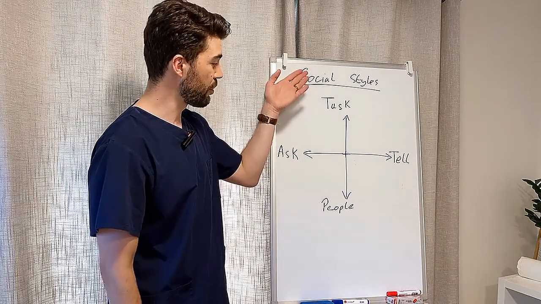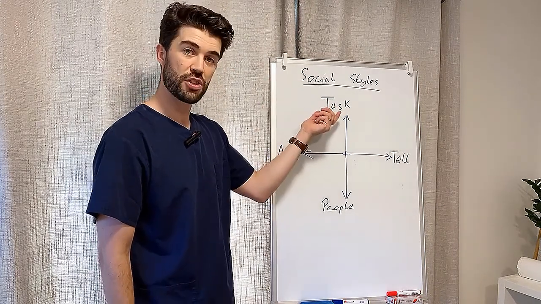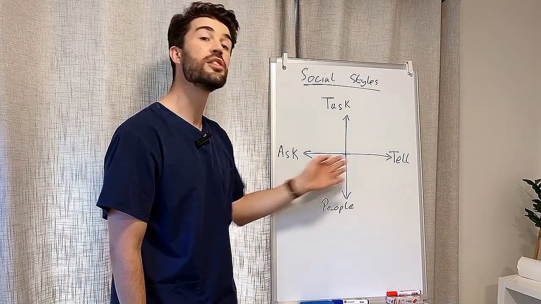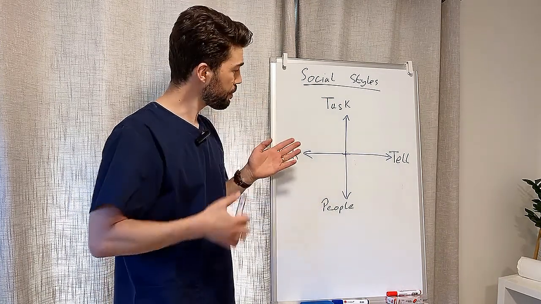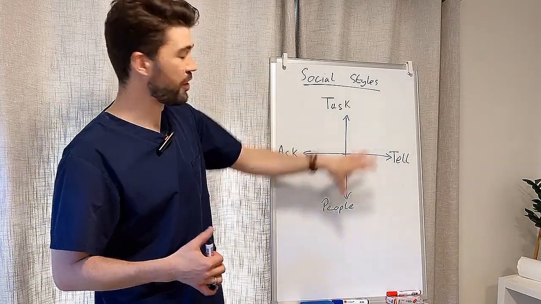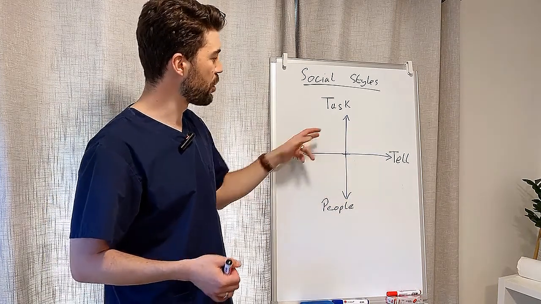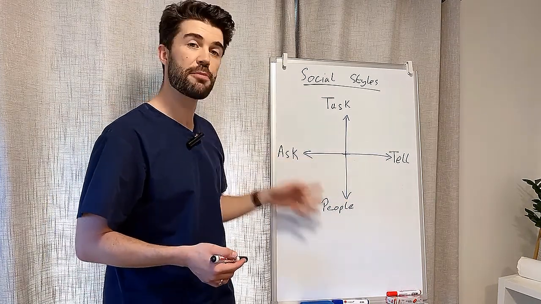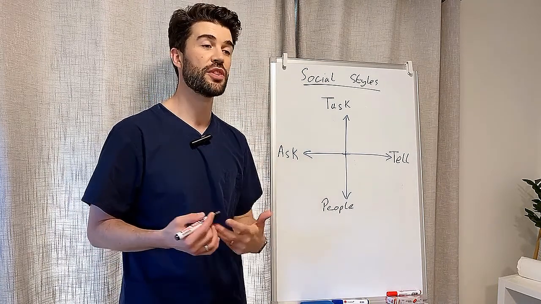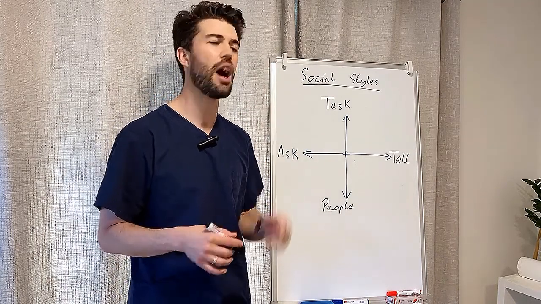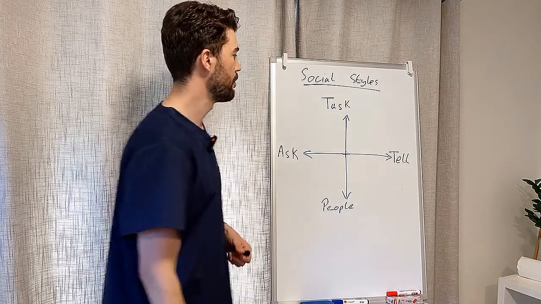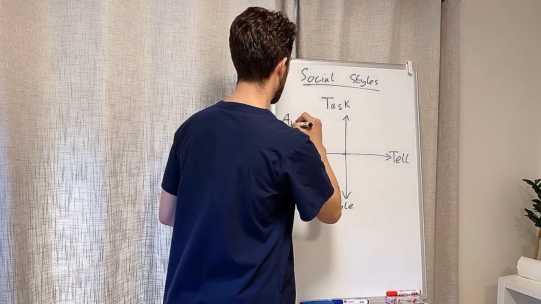The other one is their drive. Are they driven to accomplish a task, or are they driven to understand the people around them? Now, people are going to sit somewhere on the spectrum. What we end up with is four rough boxes, and they gave each of these boxes names. The names are quite useful because they help you identify the behavior and go, that looks like that box. So the one over here, this is what they called analytical.